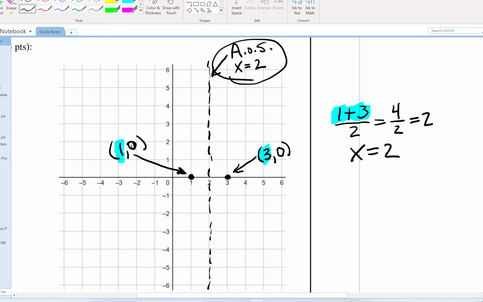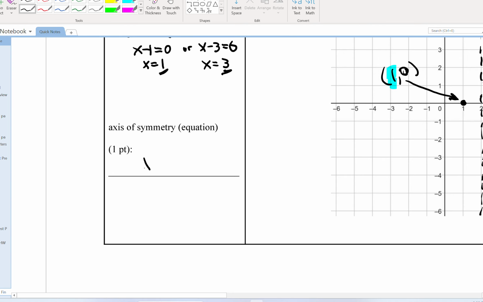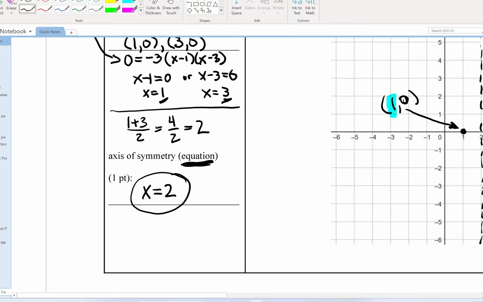Now, what we have just found then is the axis of symmetry. That is x equals 2. And if you would like, you can just say, I took that 1 and that 3. 1 plus 3 divided by 2. 4 divided by 2. 2. Remember that it is an equation. It's x equals 2. I wrote this as a reminder that the axis of symmetry is an equation, and it's always x equals some number.